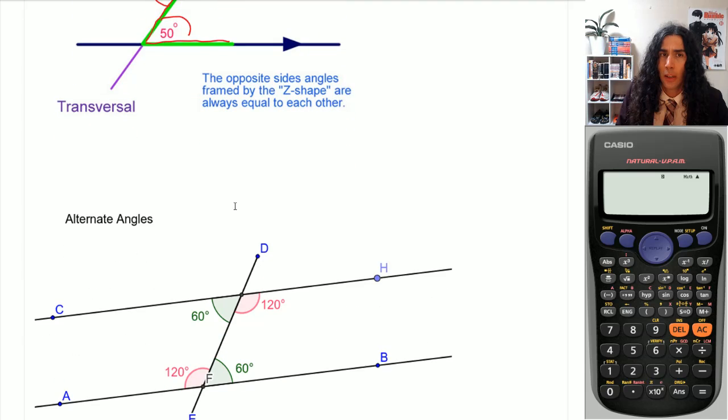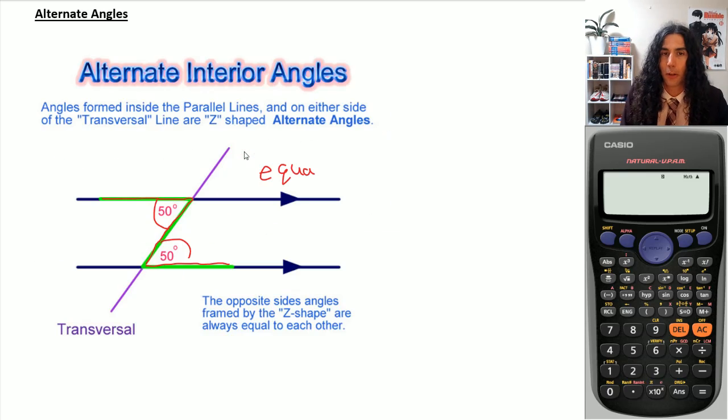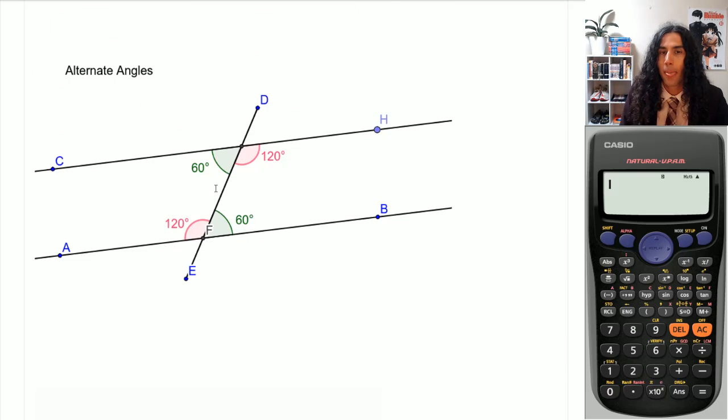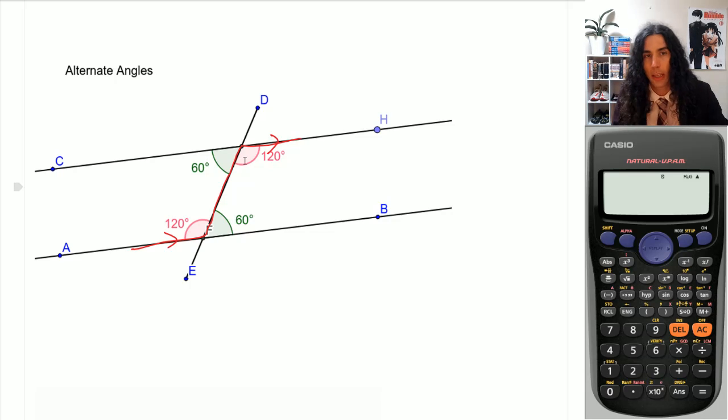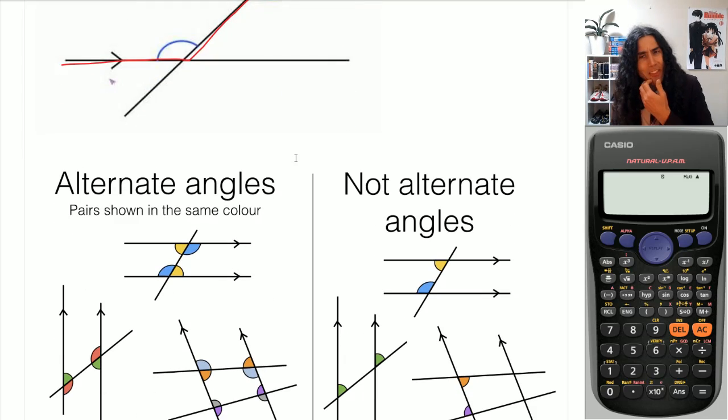Just to show you, it's not just the ones on the inside. It's not just the 60 and the 60 that are equal. The 120s on the other side, they're equal too. So you can have Zs. I know you don't think of it as a Z, but this is fine too. Ugly Z, but still a Z. Parallel, transversal, 120, 120. So that's equal to that. That's alternate angles, even if they're a bit ugly.